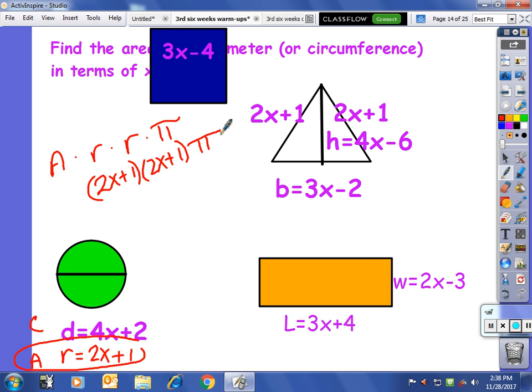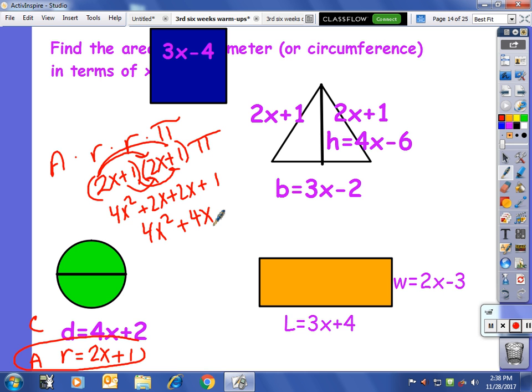And then don't forget, I'm going to wrap the whole thing in parentheses and put a pi on it. So I'm getting 4x squared plus 2x, another plus 2x, and then a plus 1 on the end. Simplify that, you get 4x squared plus 4x plus 1, and then wrap the whole thing in parentheses and stick a pi on it. That's the area.